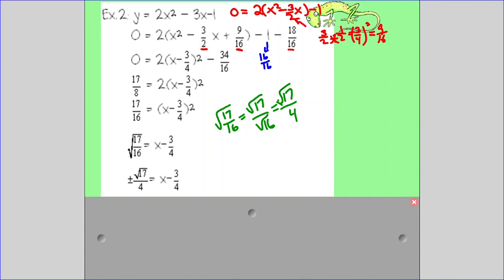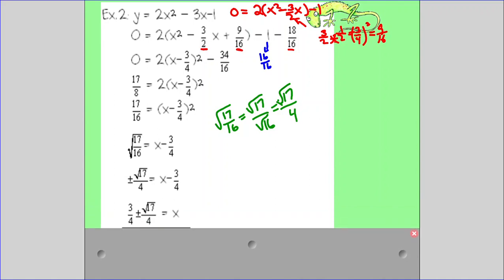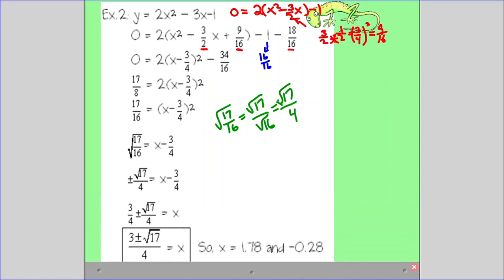Now I add the 3 over 4 over to the other side, so 3 over 4 plus or minus root 17 over 4 equals x. That gives me two separate answers because they share the same denominator. I combine the terms together and I get 3 plus root 17 over 4 and 3 minus root 17 over 4. So approximating it, we'd get 1.78 and negative 0.28.